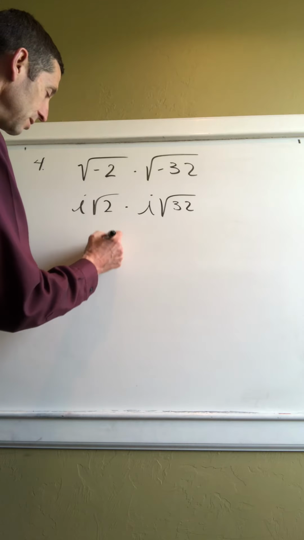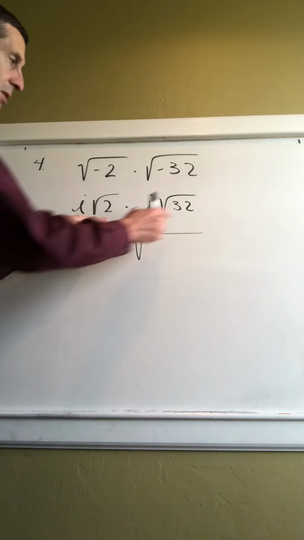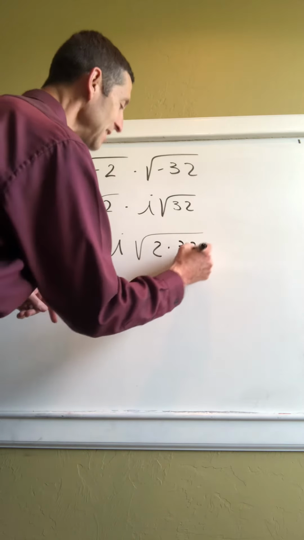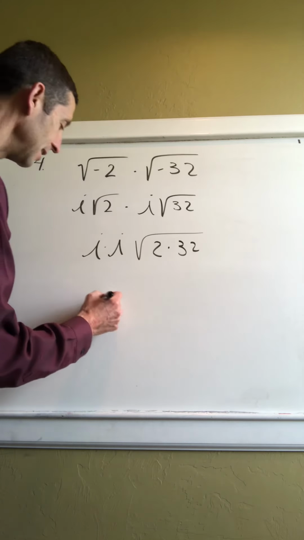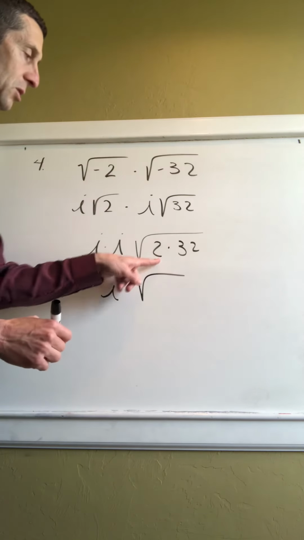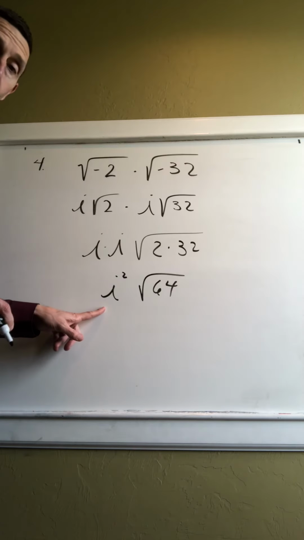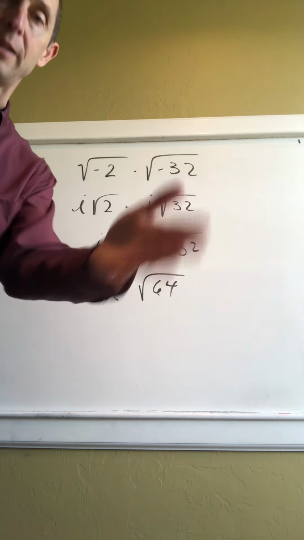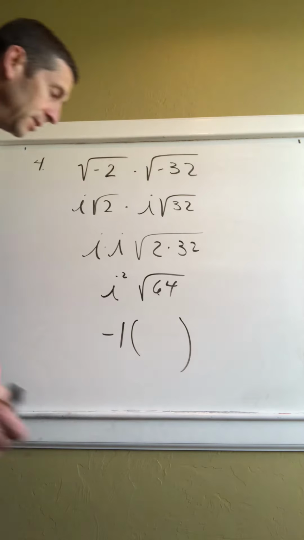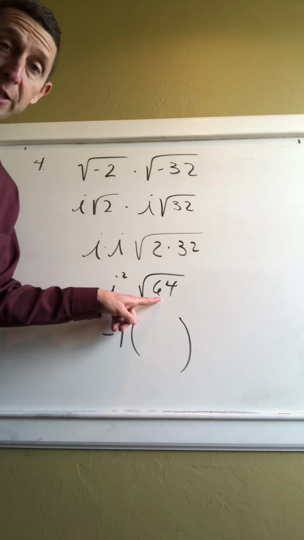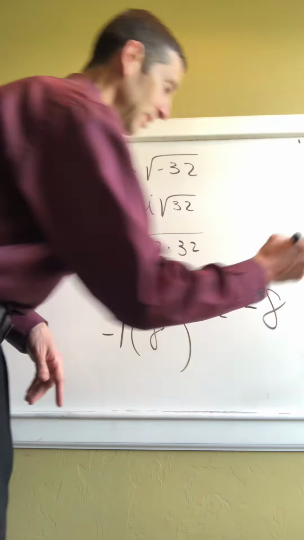So you do that first. And now we have i's on the outsides, 2 and 32 on the insides. So we take our values for the outsides, the i and the i, and put those together. We take the 2 and the 32 on the inside of the square root, and they multiply together. Now watch this. i times i, that's i squared. 2 times 32, that's 64. We just learned this: i squared is equal to negative 1. So this becomes negative 1, and then the square root of 64 is 8. So negative 1 times 8, negative 8.